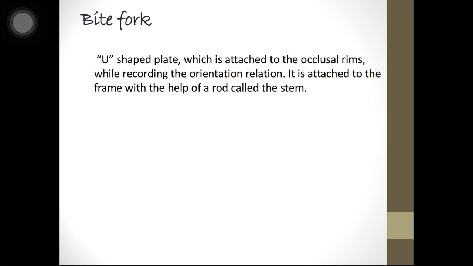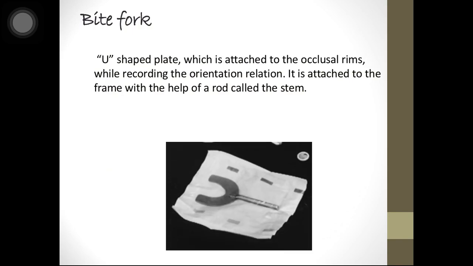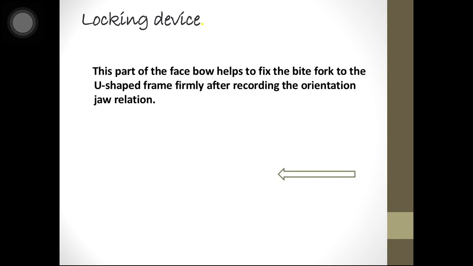Then the bite fork, which is a U-shaped plate and is attached to the occlusal rims, and while recording the orientation relation, it is attached to the frame with the help of a rod called the stem. This is the place where the maxilla is oriented. Now in the previous ones, the opening axis or the center of condyles was being recorded. This bite fork basically orients the maxilla, and the U-shaped frame and the bite fork are joined together with the help of a locking device.